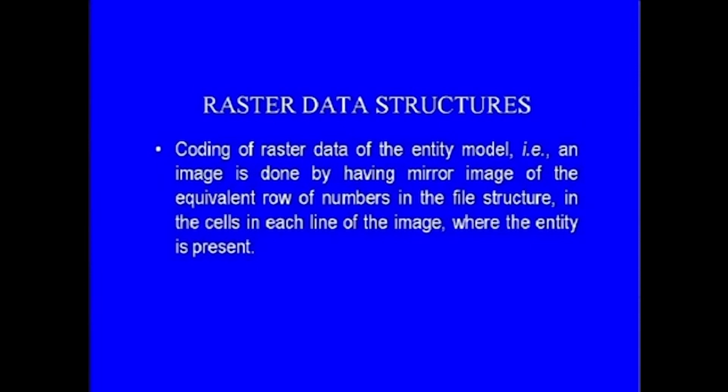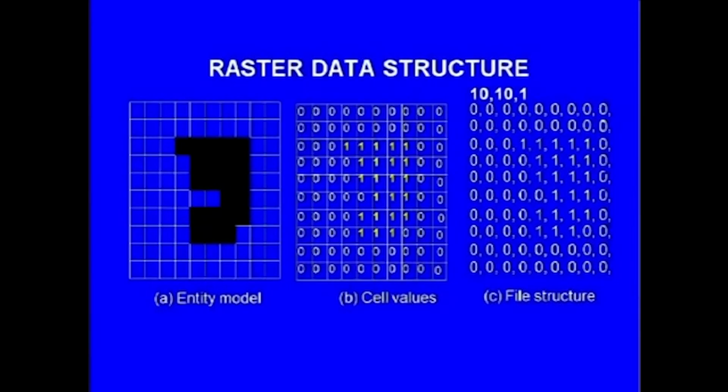Raster data structures. Coding of raster data in the entity model, that is, an image, is done by having a mirror image of the equivalent rows of numbers in the file structure in the cells in each line of the image where the entity is present. This slide shows a raster data structure wherein figure A shows a representation of a polygon within a raster data set. This is what we call the entity model.